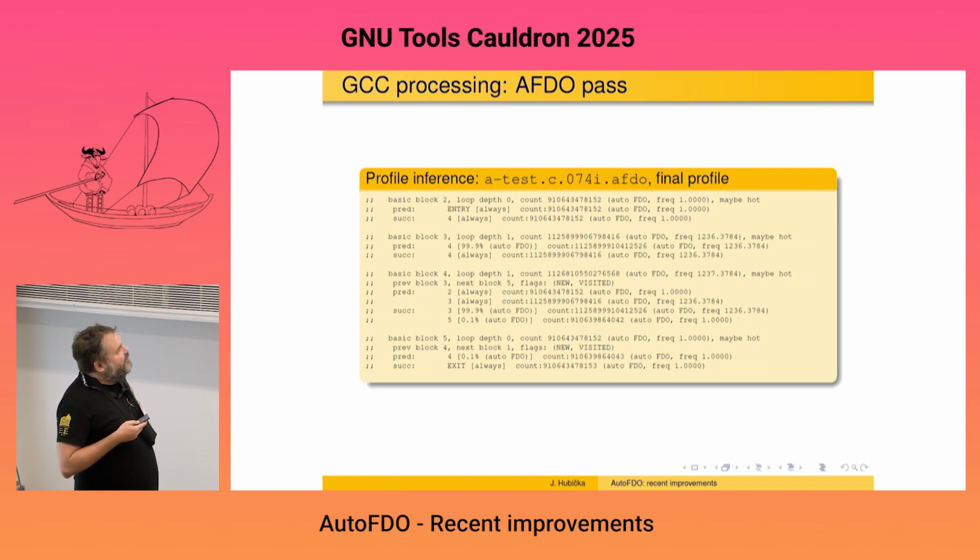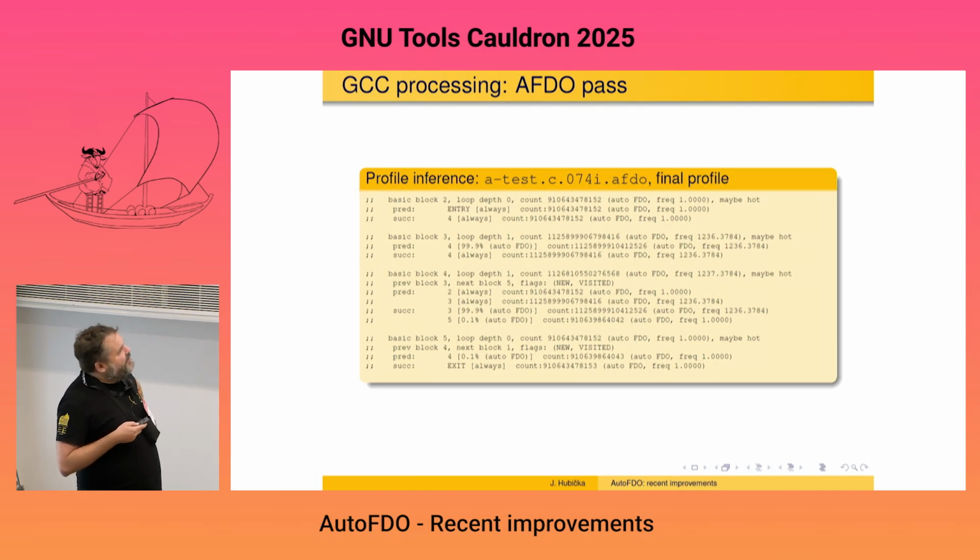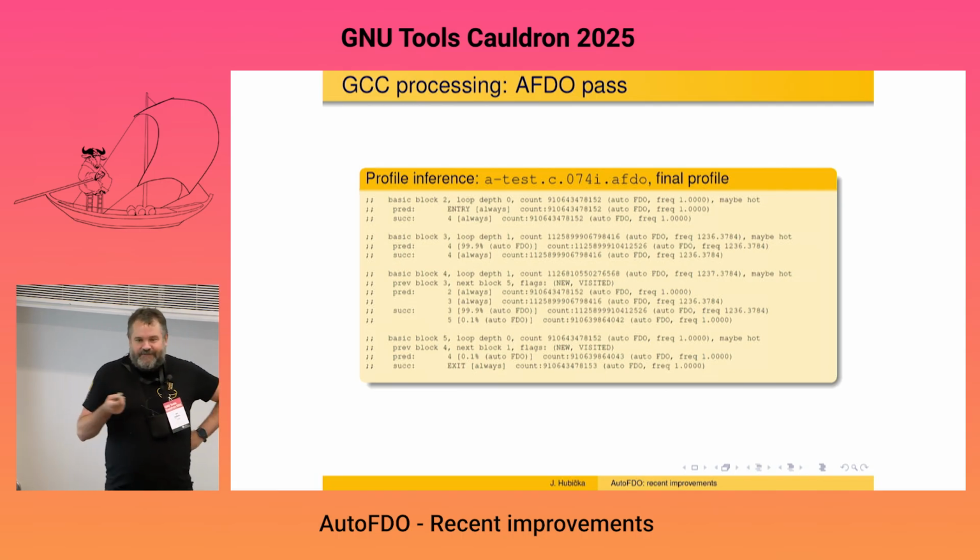So here you can see the frequency of the entry block is 1. The frequency of the loop is 1,236, which is almost 1,000. And the frequency of the return block is 1. There's information that it was measured by AutoFDO. It's not profile feedback, it's not guessed. And it's also having full information about the edge probabilities, which is the optimal outcome.